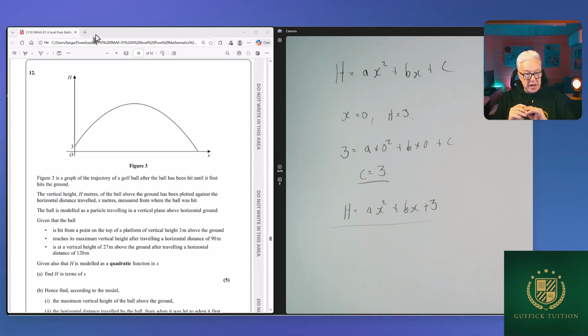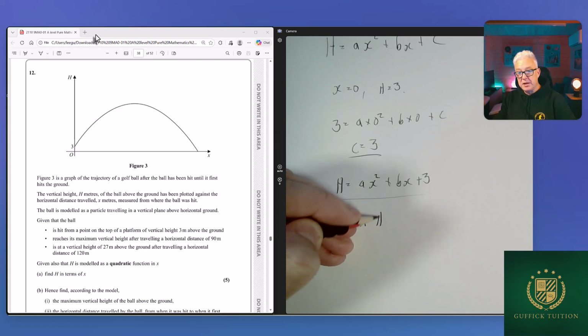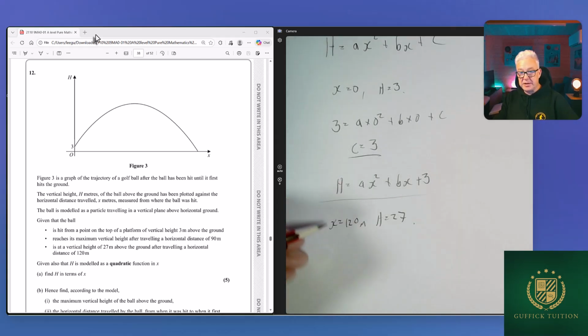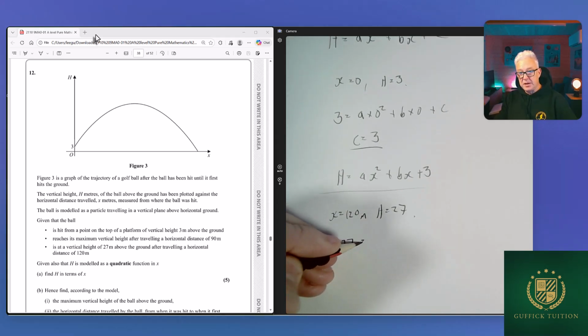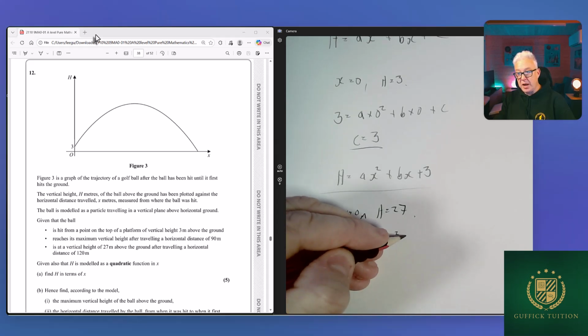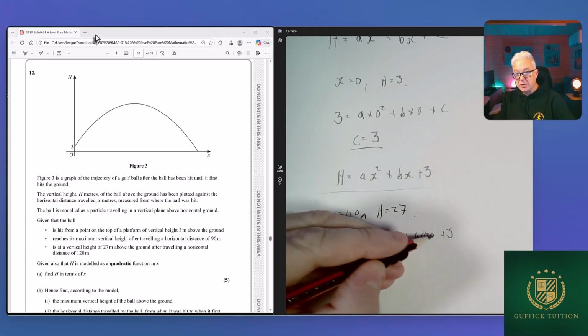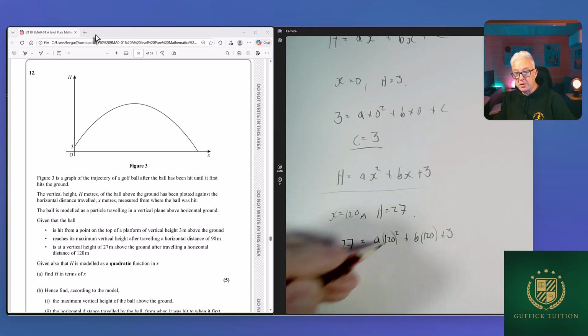Okay, what else can we say? We can say that when it's travelled 120 meters, it's at a height of 27. So they've given us a coordinate there to put in. In other words, when it's travelled 120 meters, it's at a height of 27 meters. So let's sub that in as well. So 27 is going to equal a times 120 squared plus b times 120 plus 3. Some brackets around that just to make it not look so confusing.